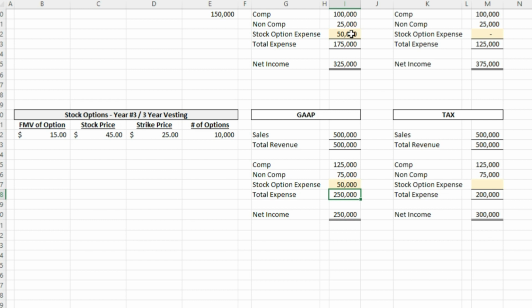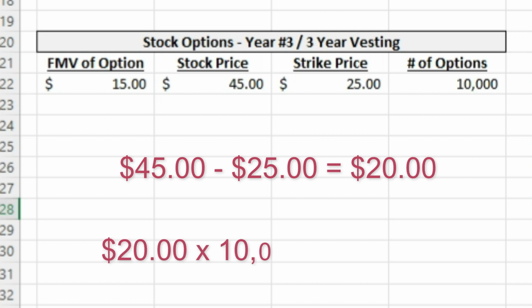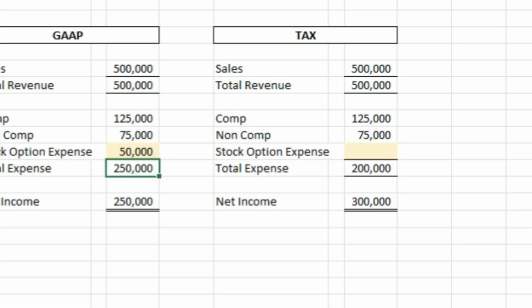That person has exercised their options. And from a tax standpoint, you can deduct the stock price less the strike price. In this instance, it is $20 times 10,000 options. You can deduct that because that is going to be stock option expense from a tax standpoint. And on the flip side, the person that's exercising those options is going to be taxed on that as well.